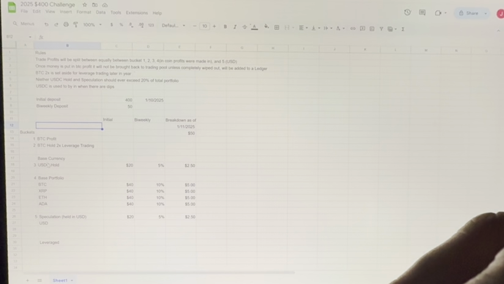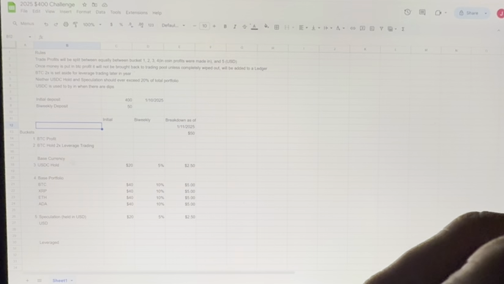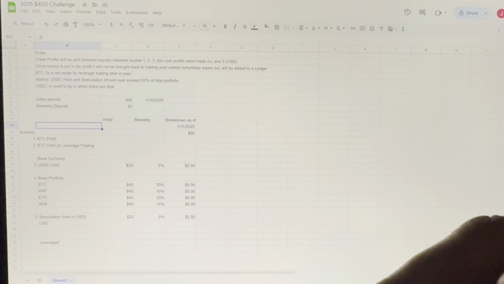Bucket 3 is USDC hold. This is the money I'm putting aside for when the market takes a dip. We can actually take that money from the dip and invest it to make more profits.